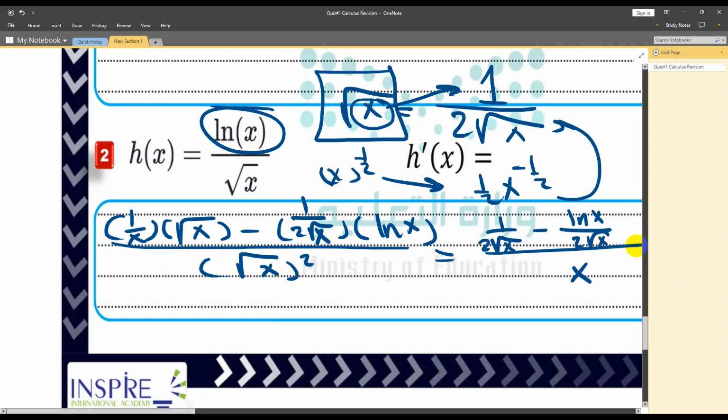Okay, we can multiply here by 2. So we have something over x, and this one 2 root x, and this one 2 minus ln x. Then we can multiply x here, so it will be 2 minus ln x. This is x to the power 1 times x to the power half. If you add them, it will be 3 over 2, so it would be 2 square root of x to the power 3. And this is your final answer.